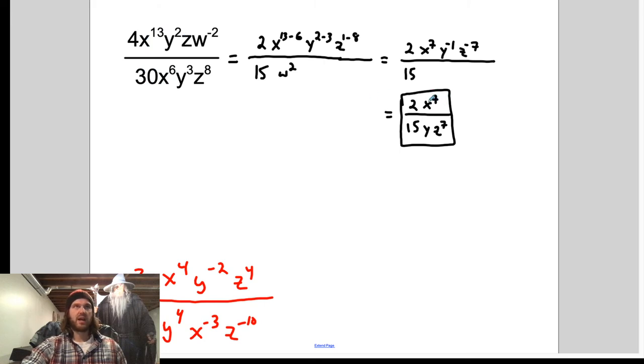Oh, look at that. Hey, 2 y's in the top are going to cancel with 2 y's in the bottom. There will be 1 left in the bottom. Hey, look at that. 1 z in the top is going to cancel with 1 z in the bottom, so there will be 7 left in the bottom. Hey, look at that. W to the minus 2. What happened to w to the minus 2?